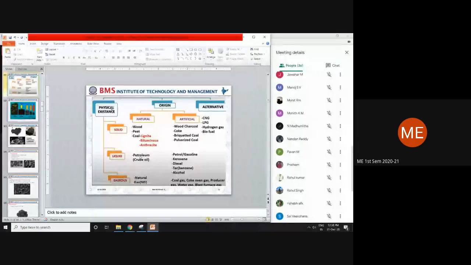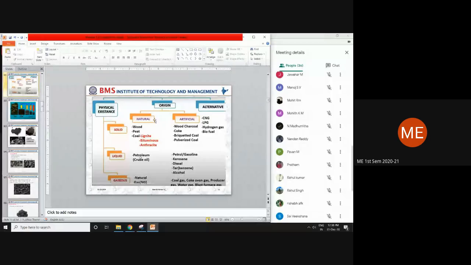So this is a table where you can easily understand what all the different sources of fuels are. Sources of fuel, and their physical forms: they will be in the form of solid, liquid, and gas. In that, which are the solid sources naturally available? Under solid, wood is a natural solid source, peat is a natural solid source, coal is a natural solid source. Lignite, bituminous, anthracite, all these are naturally available in the form of solid.